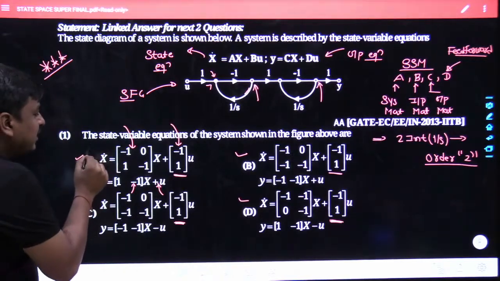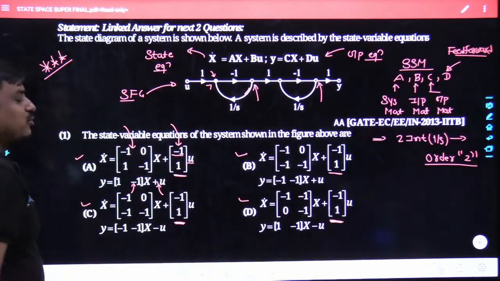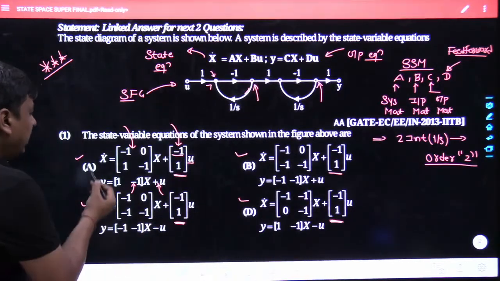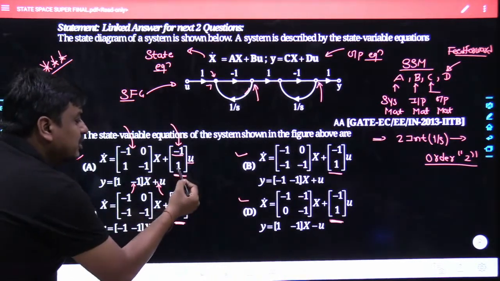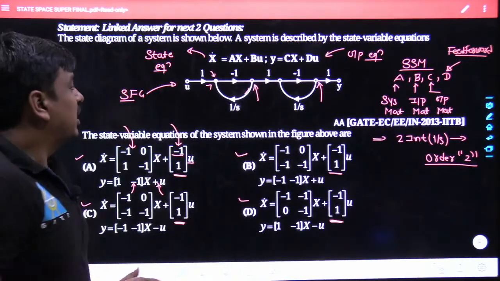Now you can see very well the x1 dot is getting connected with u with a multiplier factor of -1. And similarly, x2 dot is connected with u with a multiplier factor of 1. So may I know which one would be the x1 dot and which one would be the x2 dot? You can see very well.